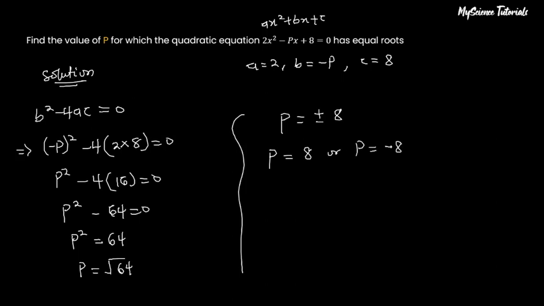or my p is equal to what? Negative 8. So the value of p for the quadratic equation that we have over here, for it to have the nature of the roots to be what? Equal roots, the value of p has to be what? Either positive 8 or negative 8.